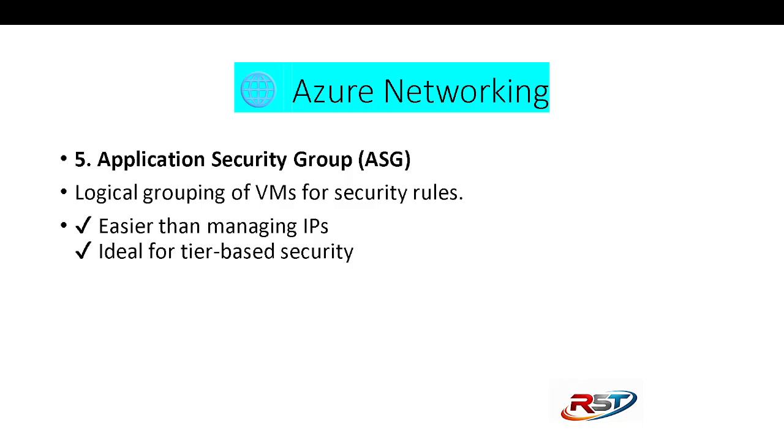When creating an application security group, it is ideal for tier-based security. Suppose you have an application tier, database tier, or web tier. In that case we create one rule and assign it to that whole group of VMs, so it applies on the group of VMs.